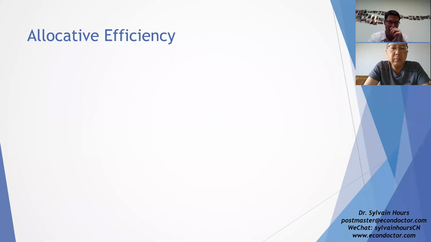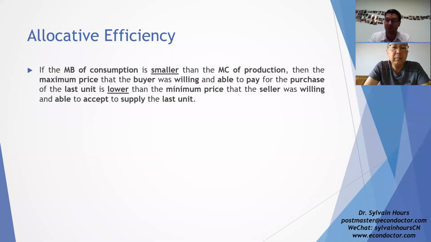On the other hand, if the marginal benefit of consumption is smaller than the marginal cost of production, then the maximum price that I am willing to pay to buy one more unit of the good, which is equal to my marginal benefit of consumption, is going to be smaller than the minimum price that the seller is willing to accept to produce and sell one more unit, the marginal cost of production. So in this case, if we produced one more unit, total surplus would actually decrease.